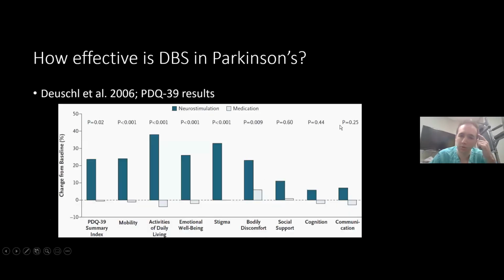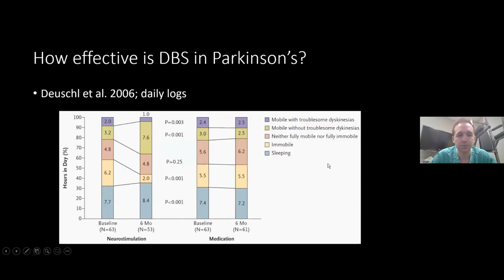And you can see it here represented graphically. You look at the two groups of bars, you have the stimulation group in the dark blue, and then the light blue is the medication group. And you see the change from baseline as a measure, measured by percentage. I mean, the mobility is 25% greater, ADLs almost 40% greater. Remarkable improvements, really, in all these cases, all statistically significant as well.